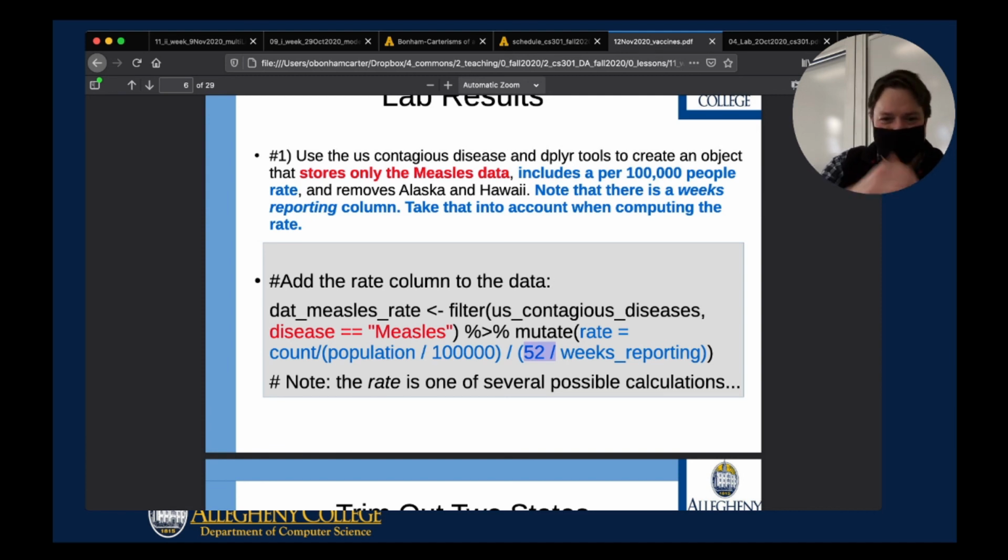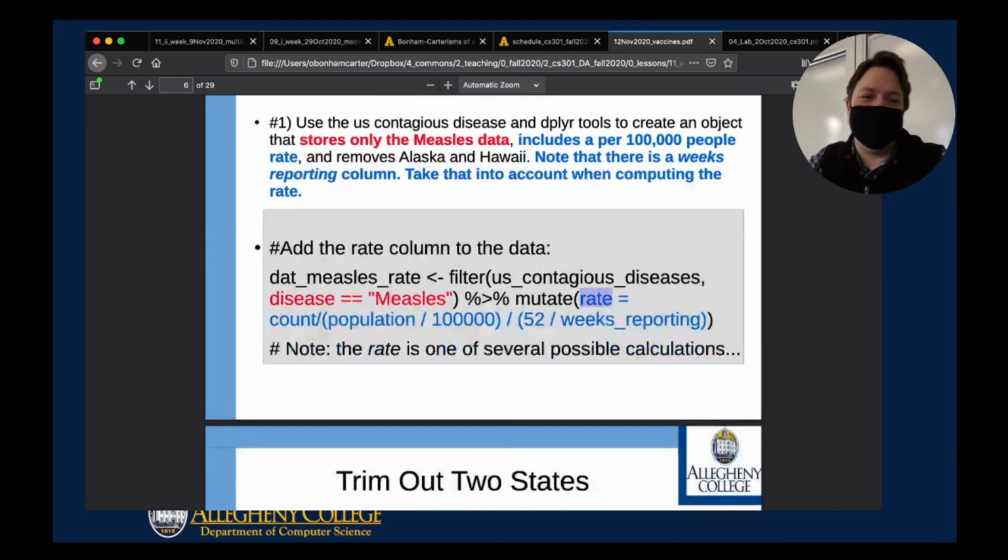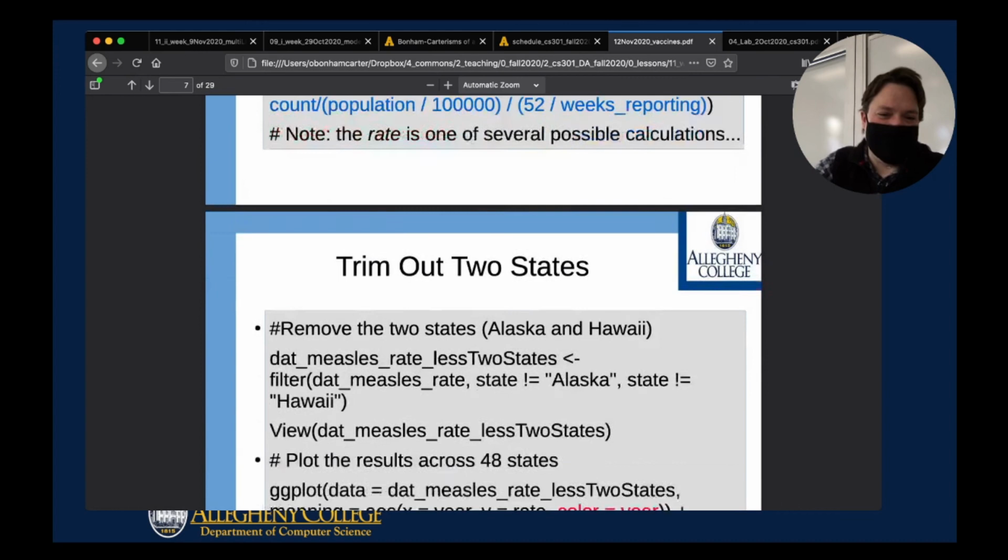But the thing is, you can use this rate now as your data, so that you're able to keep an eye on the count and the population by year of the cases. Anyway, that's what that's there for.